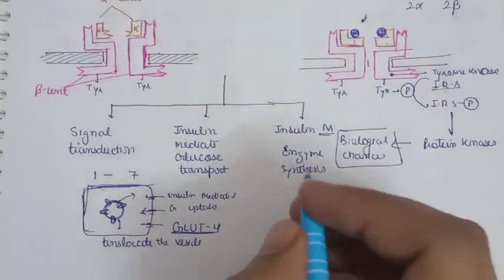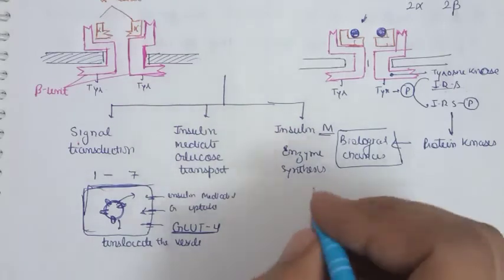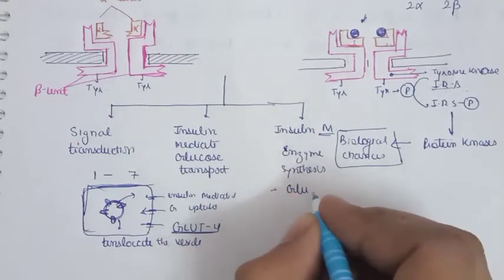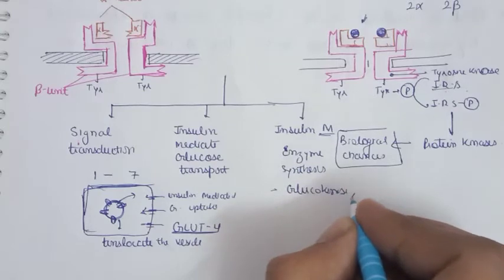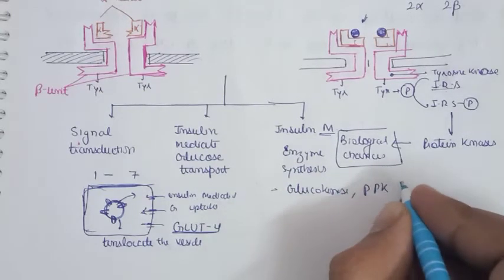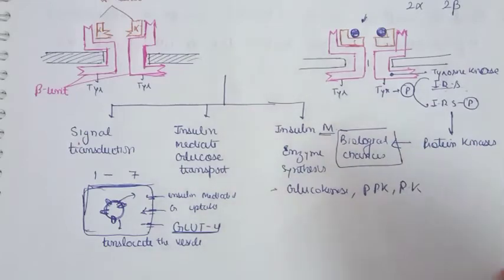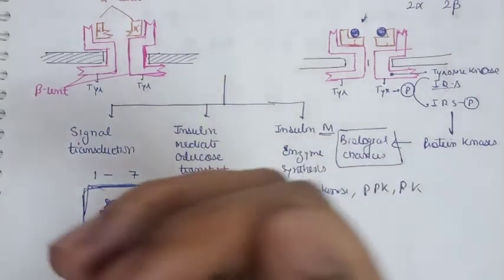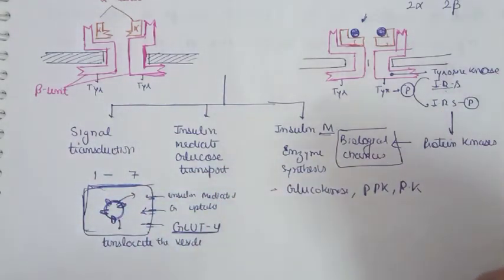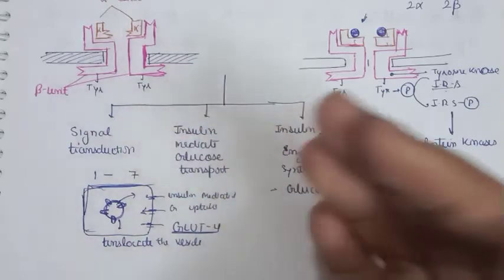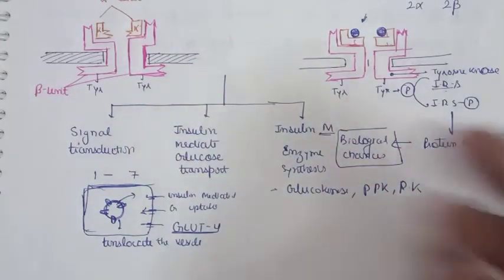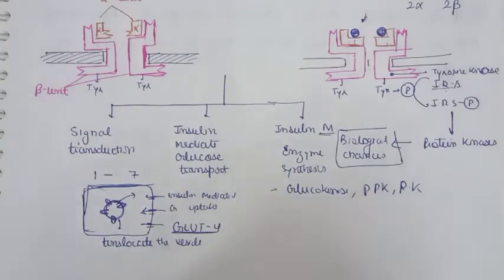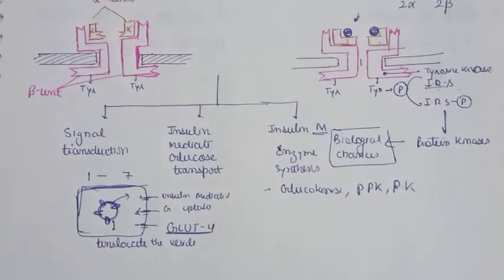Moreover, insulin also causes synthesis of enzymes such as glucokinase, phosphofructokinase, pyruvate kinase, etc., which are responsible for the various metabolic actions. So insulin can act by signal transduction and activating the protein kinase, leading to biological changes. It also leads to the insulin mediated glucose transport or glucose intake by the cell, and the enzyme synthesis is also a function of the insulin. So now let's see what are these biological changes that take place due to the insulin binding to the cell membrane.